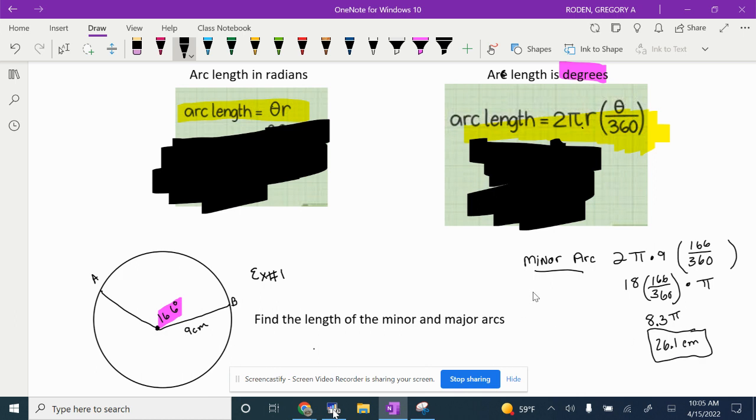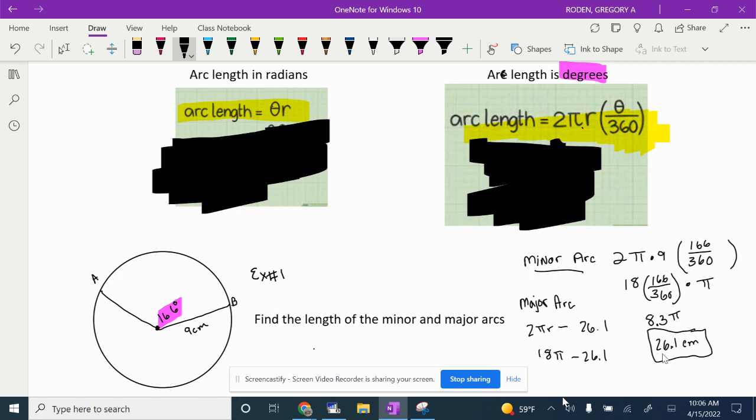You guys see that? So to find the major arc, again, it's a little bit of a major pain, right? To find the major arc, what we need to do is we need to find the total circumference of this circle. Well, how do you find the circumference of a circle? 2 pi r. So it's going to be 2 pi r minus, in this case, 26.1. Okay, see that? So this is going to be 2 times 9, so basically 18 pi, right? So this is going to be 18 pi minus 26.1.